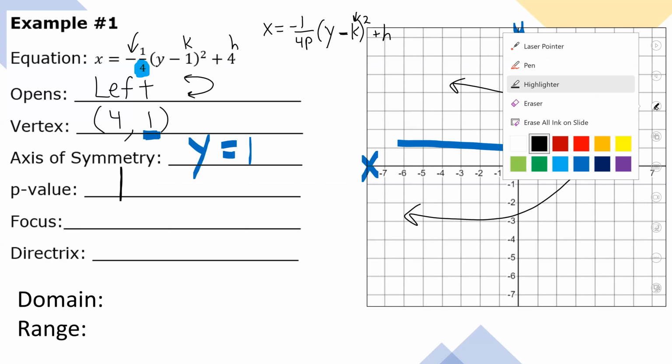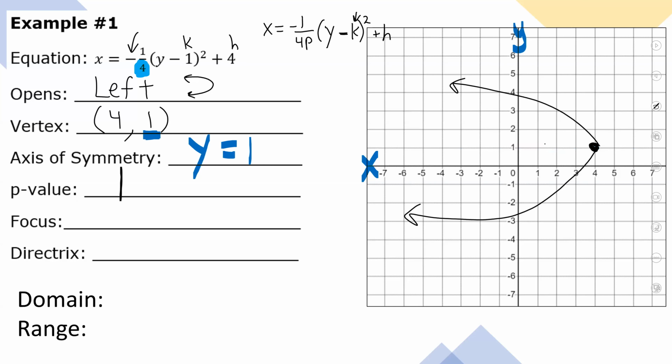Okay, so now that I know what my p-value is, I can figure out where to draw my focus. The focus is a point inside of the parabola. So I'm going to go inside 1 space. That's where my focus is. The directrix, the definition of a directrix, is that it's outside of the parabola and it's a line. So I'm going to go 1 space outside, which is right here. I'm going to draw my line. That's my directrix. So I'm going to draw an arrow and label it. This is the directrix. This is the focus. The focus is a point inside. Directrix is a line outside.